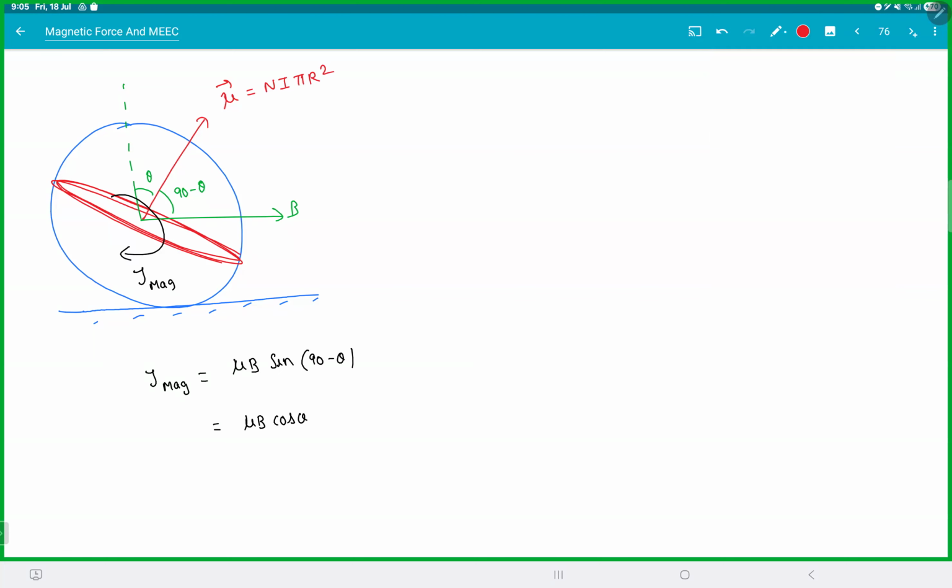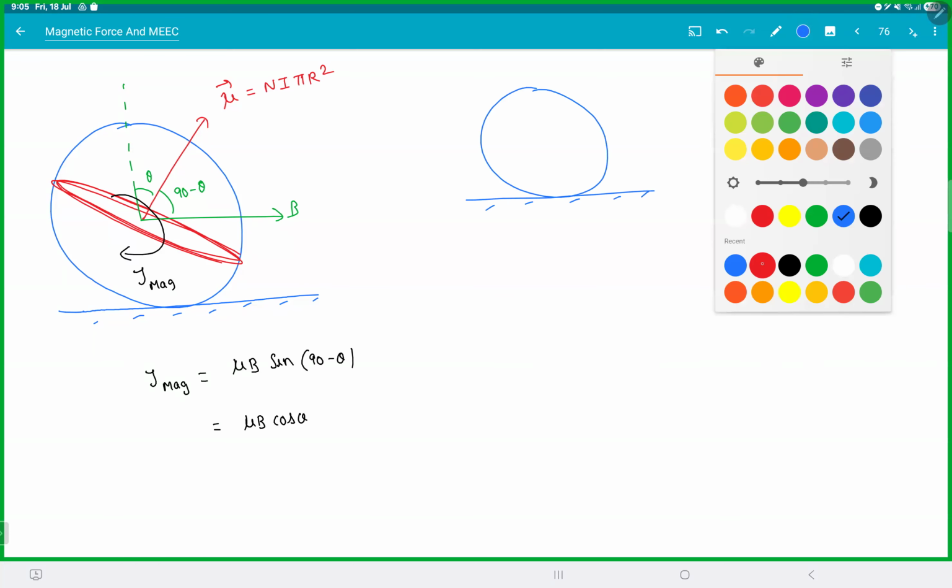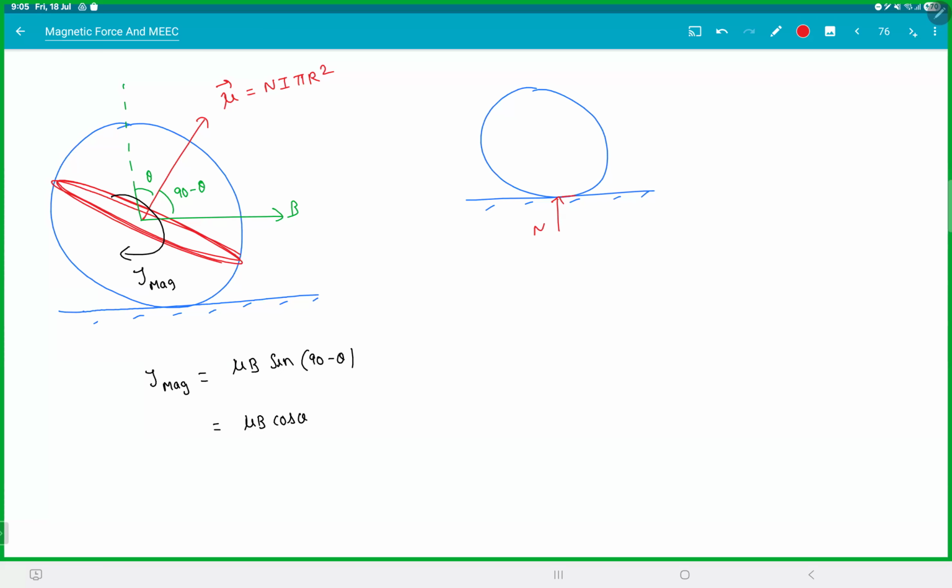Now if you draw the FBD of this, what are the forces acting on this? Normal reaction, friction, mg. That's it. There are only three forces. And you also have a magnetic torque. Remember, this magnetic torque is a couple. So for a couple, no matter which point you take, the torque will remain same.